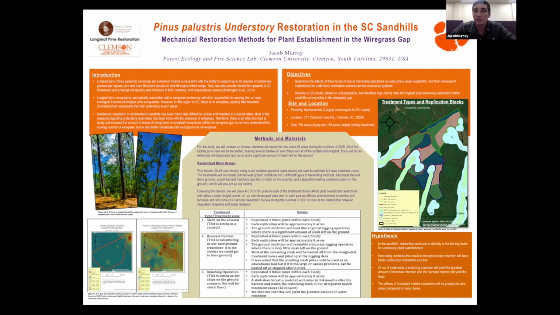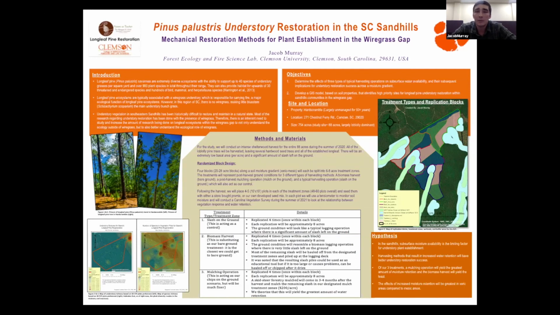However, most of the research that's been done revolves around longleaf pine ecosystems with a wiregrass understory. This project is relatively unique in that we're in the wiregrass gap in South Carolina. I think Ellie talked about it a little bit last week. There's no wiregrass present, so we get an opportunity to see what the ecology is and how things interact and respond given the absence of that wiregrass.